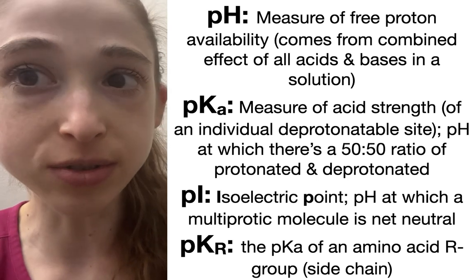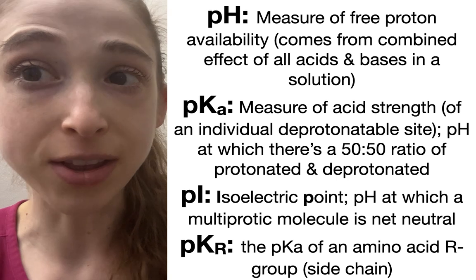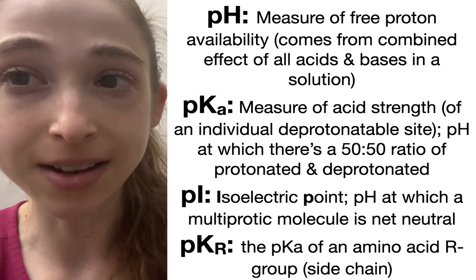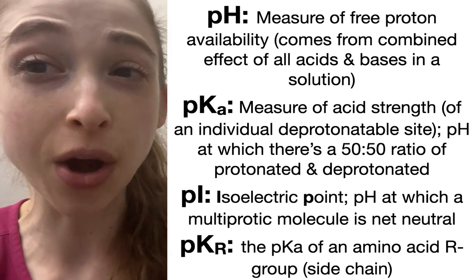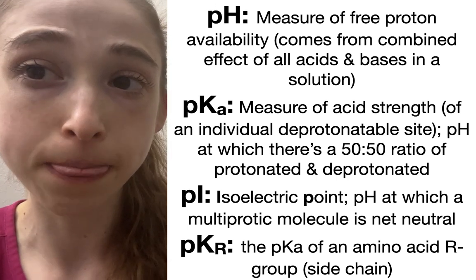So an individual deprotonation site will have a pKa. And the higher that value is, the weaker the acid; the lower it is, the stronger the acid. It represents the pH at which half of it is protonated and half of it is deprotonated.